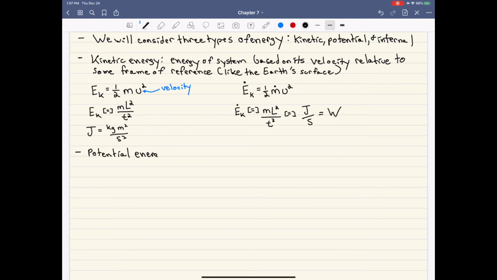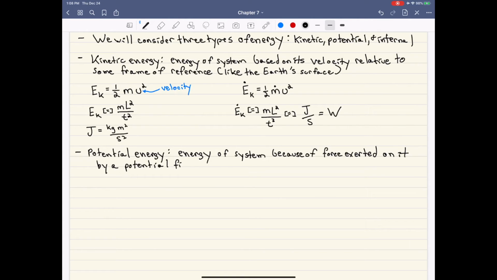All right, and so the way I'll define potential energy is it's going to be the energy of a system that's due to a force that's exerted on it. So energy of a system because of force exerted on it by a potential field.